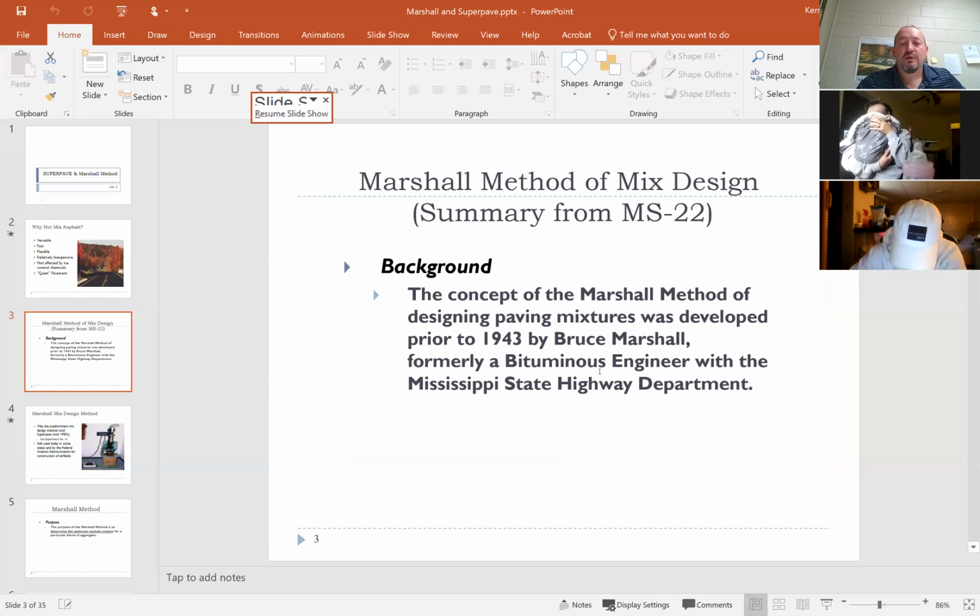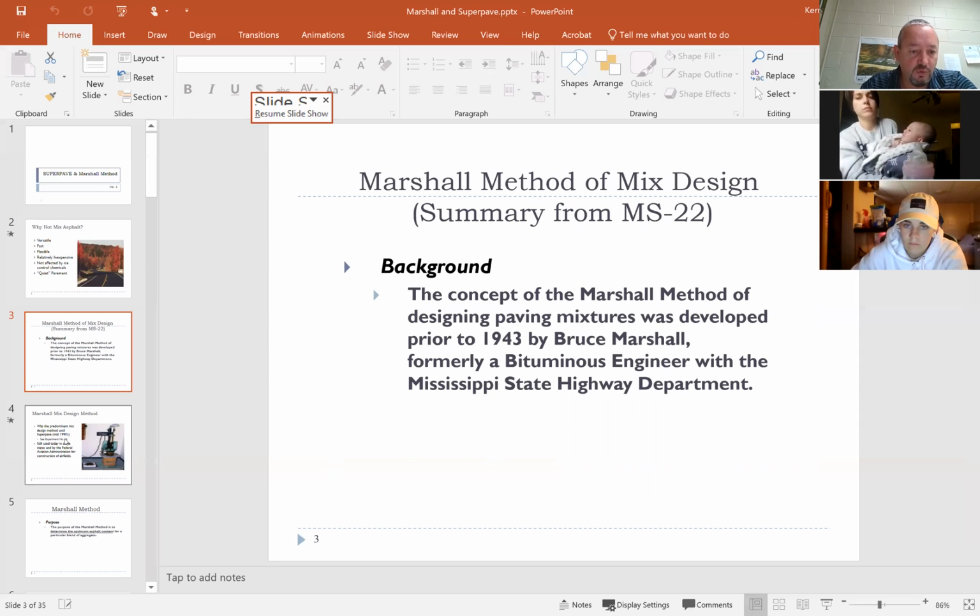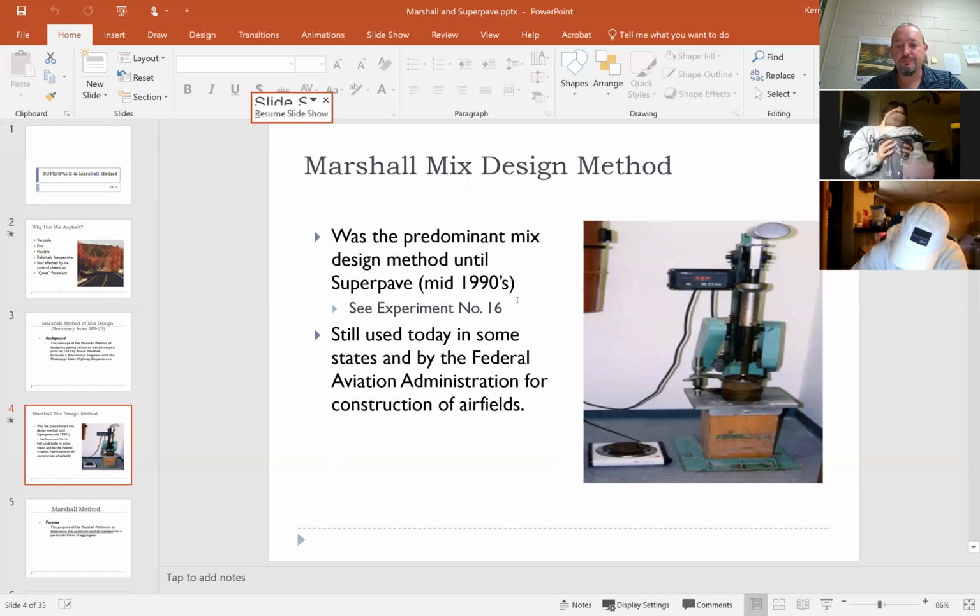All right. So we went over the Marshall mix design as far as the lab component, and went over that lab on Monday. This has been around a long time. It's named after Bruce Marshall, a bituminous engineer back in 1943. Many state agencies still use the Marshall method. We'll compare that a little bit with a newer method called the Superpave. At least we'll talk about some of the differences in the making of the samples, what they're looking for, and the equipment that's used.